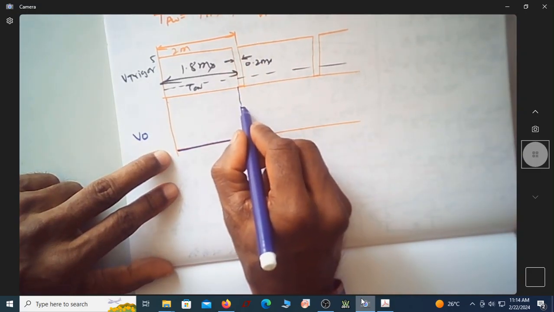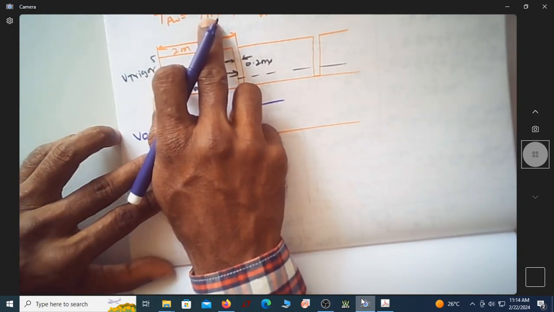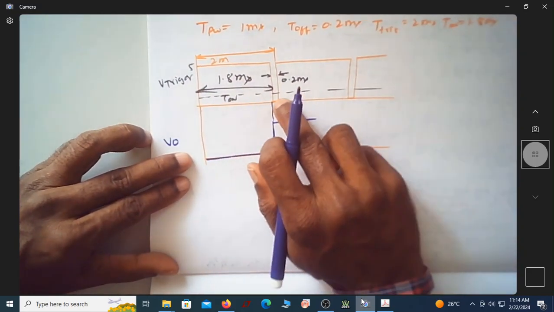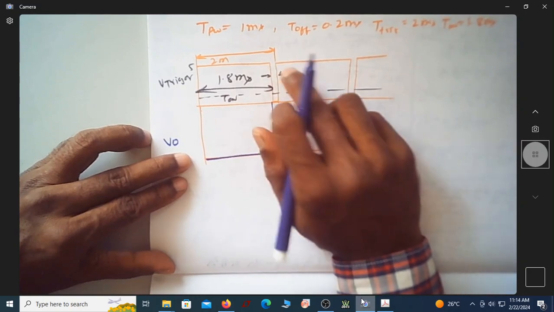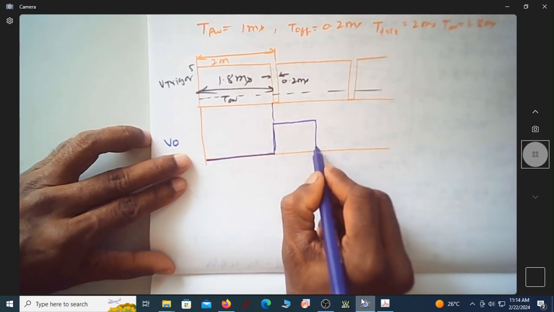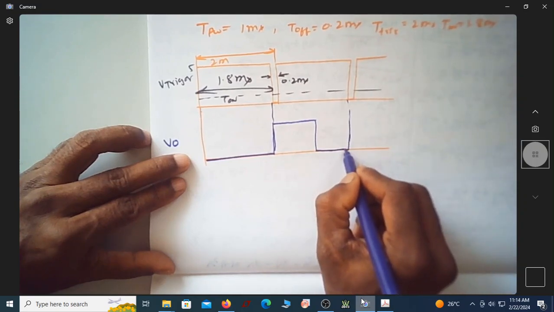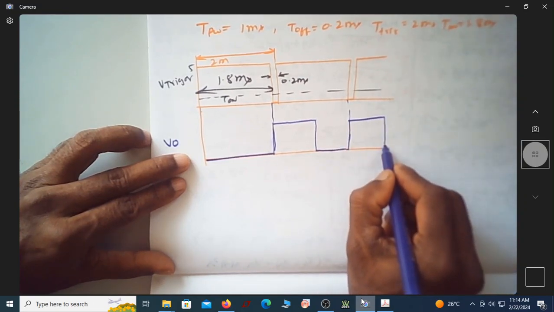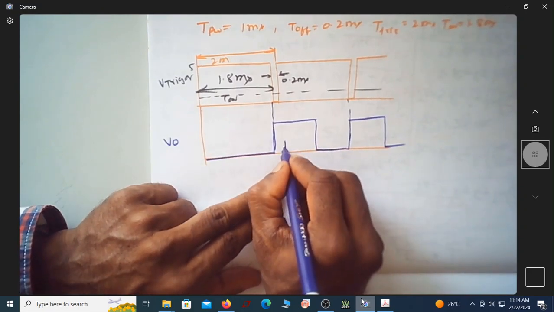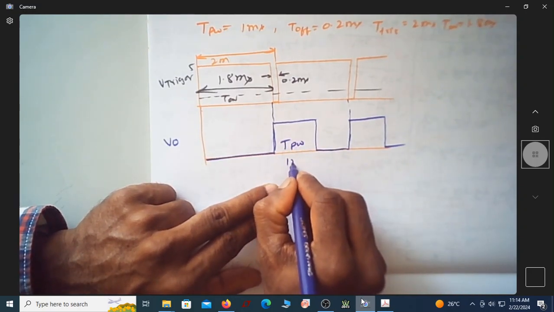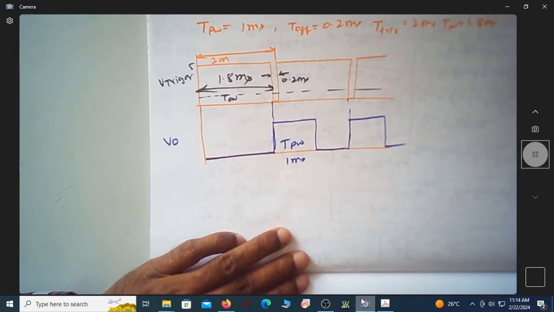Till how long? Till 1 millisecond, because this is my pulse width. Because you can see this has gone above. Now this will come to ground, and again it will trigger when this is on. So what is this? This is TPW, which is 1 millisecond. So this is perfectly fine.